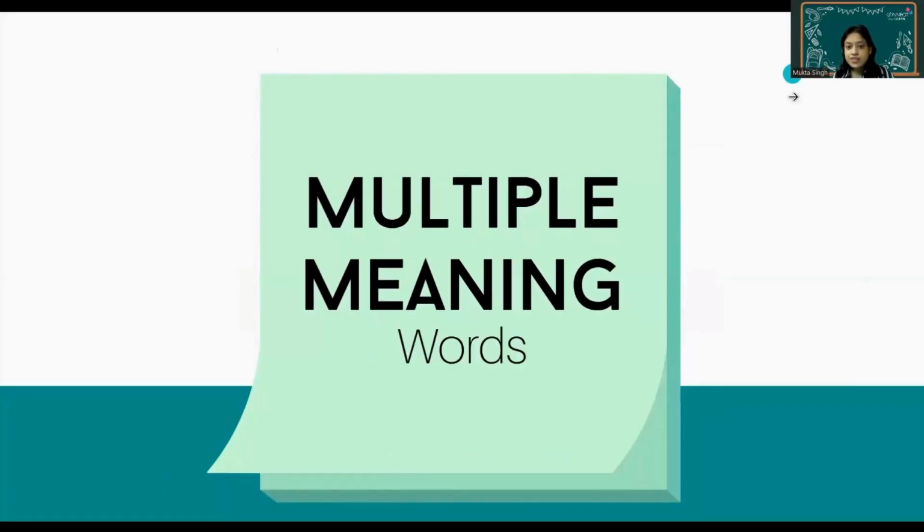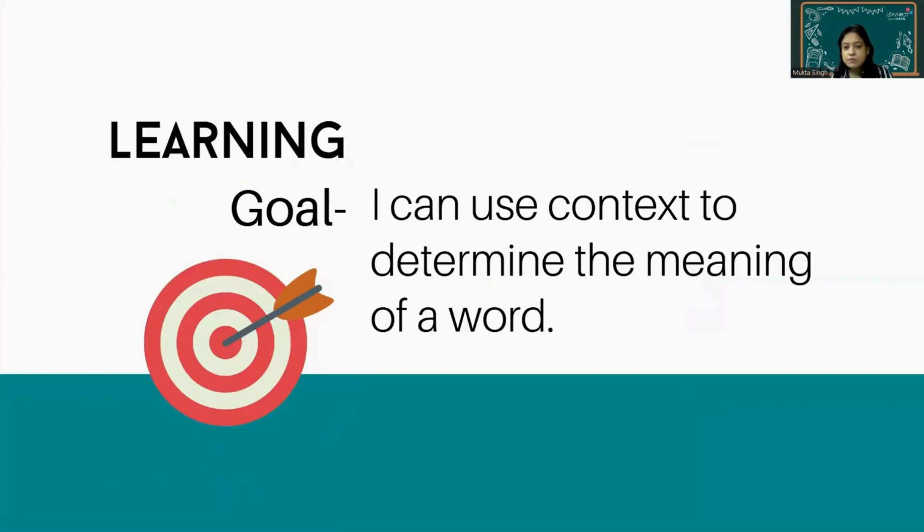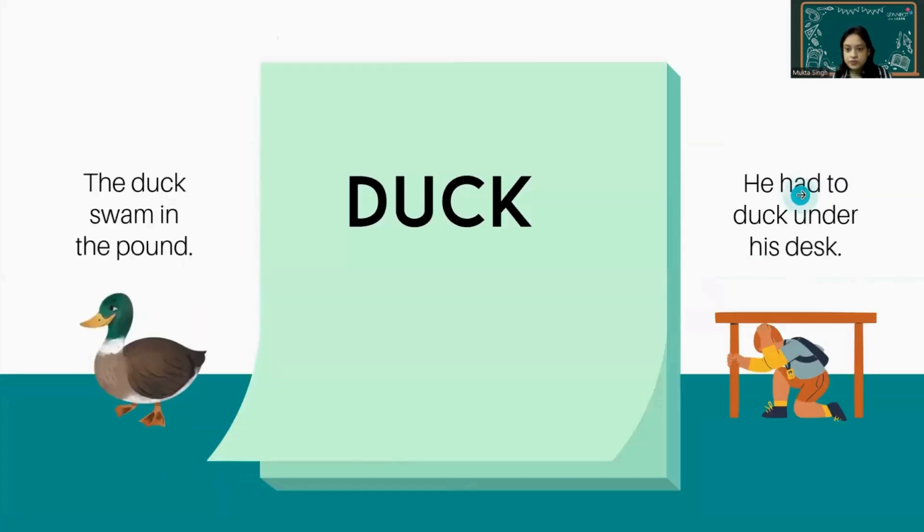So now let's learn multiple meaning words, like when the words have more than one meaning, with the same spelling. All right. So multiple meaning words can be used in different contexts, but it's important to determine the meaning of the word. So the first word we have is duck.